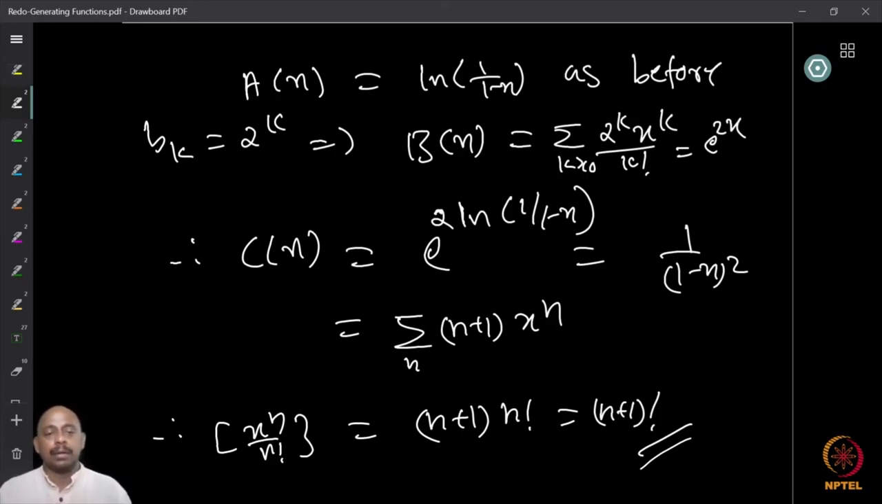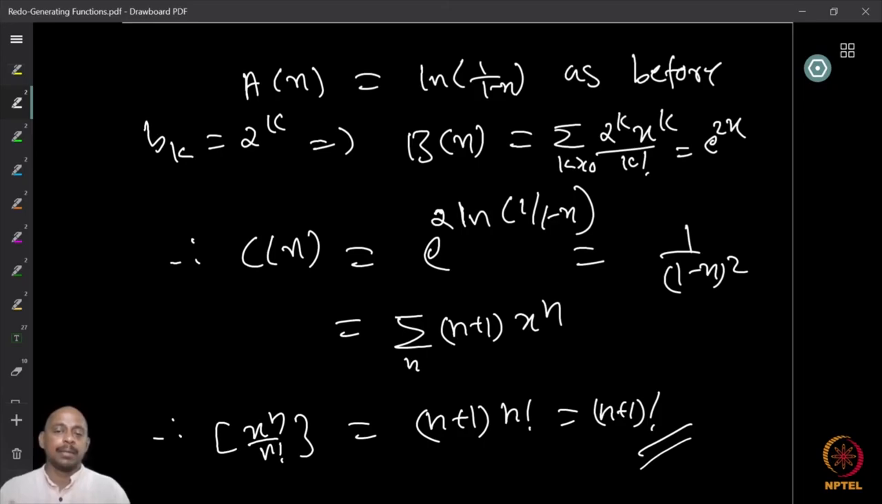for the k tables. We can do that, and therefore b of x, the generating function for the type b structures on these tables, is precisely the summation of 2 raised to k x raised to k by k factorial, which is e raised to 2x. Now with e raised to 2x, c of x is e raised to 2 times log of 1 by 1 minus x, which is 2 log of 1 by 1 minus x, which is 1 by 1 minus x whole squared.